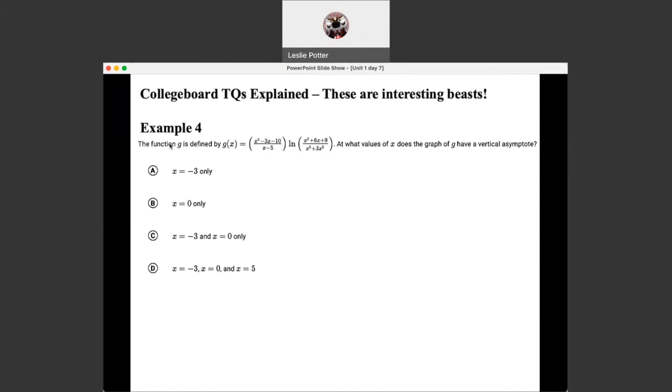But it's made more complicated by the fact that we have a natural log in here, and we have a natural log of this ratio. It asks: at what values of x does the graph of g have a vertical asymptote? By inspection, I'm looking at these rational expressions for zeros, and I'm seeing zeros at -3, 0, and 5. You could just look at your options down here and come to the same conclusion. Those points are obviously points of concern since they're answer options.